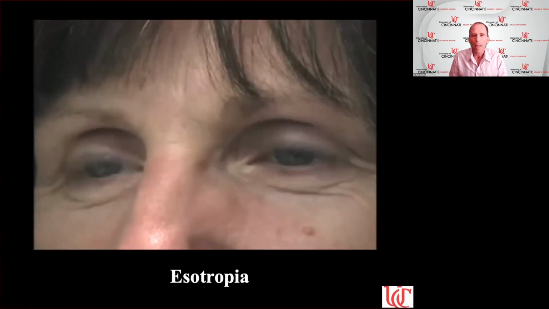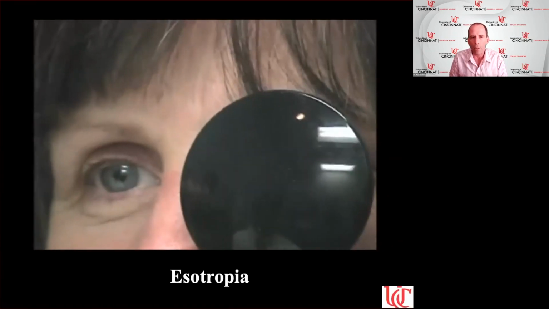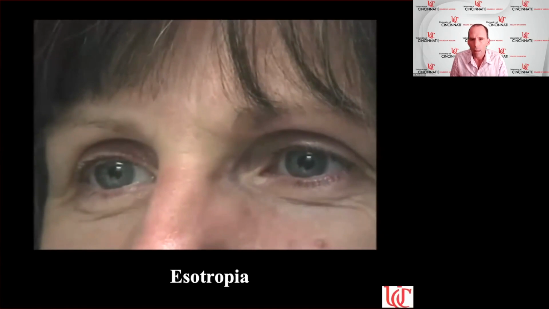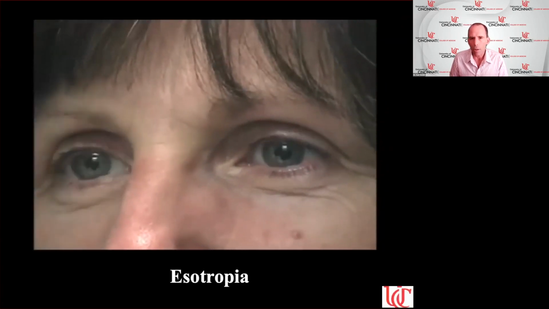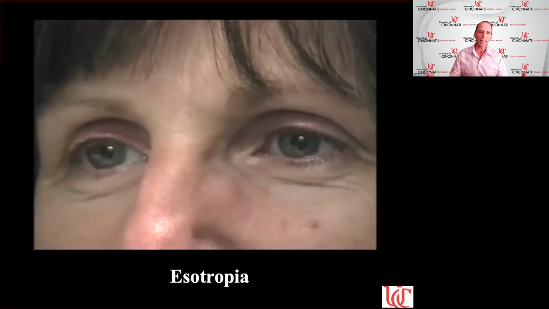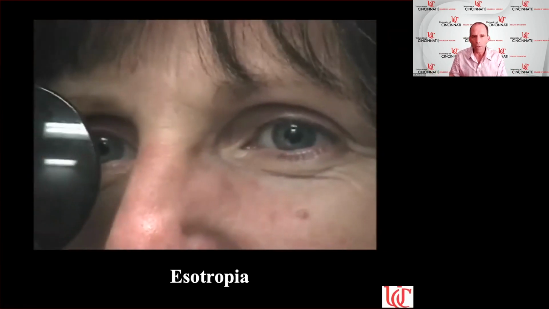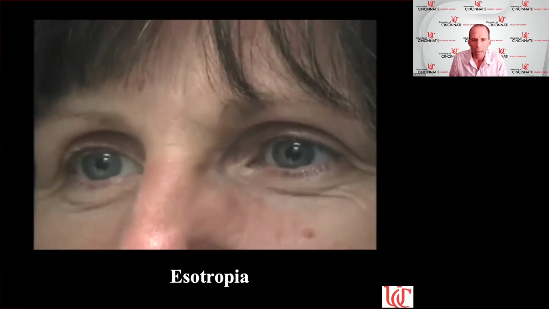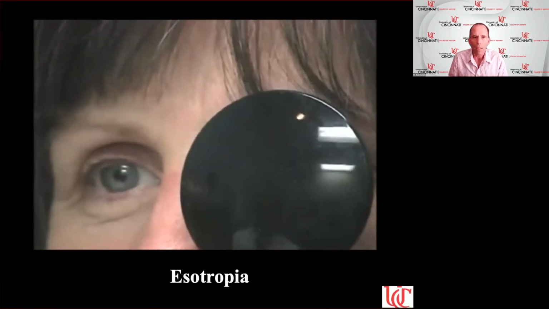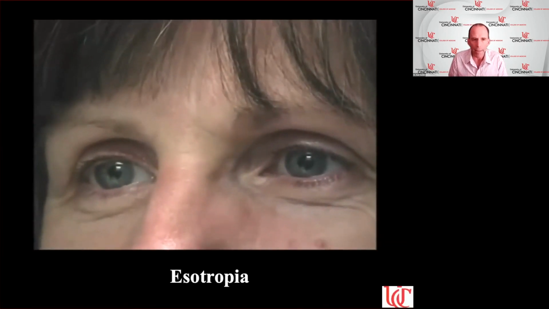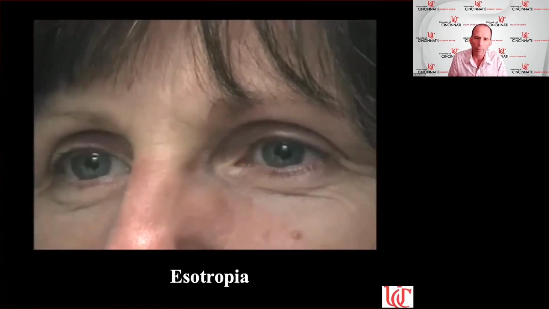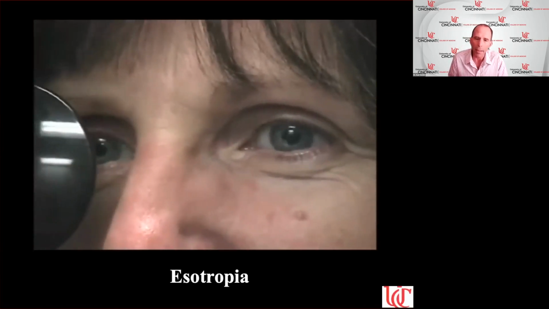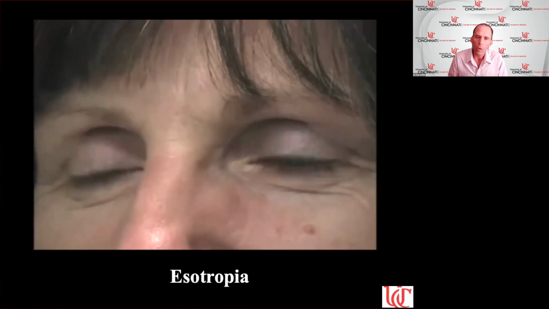Yes, I've got it. Now, when you look at her, when the occluder is not covering either eye, her eyes look pretty straight. And when I show this to neurologists, they say, well, her eyes look straight. I say, yeah, that's the point. They may look straight, but her eyes are not straight. Whenever we cover her left eye, nothing happens. The right eye stays on target. Whenever we cover the right eye, both eyes move. The left eye moves out. Her eye is esotropic. So she has an esotropia.